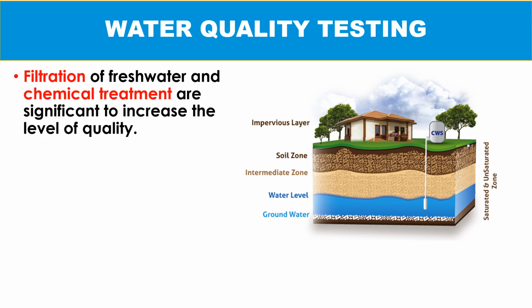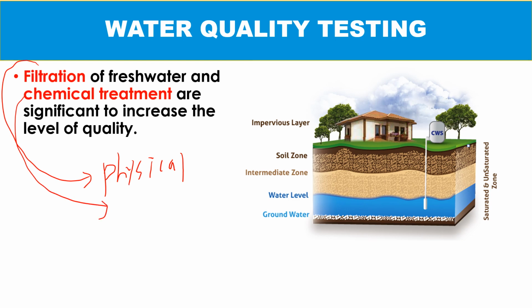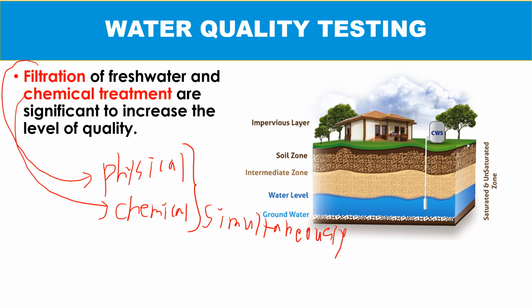So filtration process of fresh water and chemical treatment have to happen at the same time. Filtration is more about a physical approach, and chemical treatment, like the word suggests, uses chlorine, fluorine, those kinds of things as examples. Those are chemical processes, and these two have to happen simultaneously, which is a big word for saying it needs to happen at the same time. And those are significant to increase the level of quality.